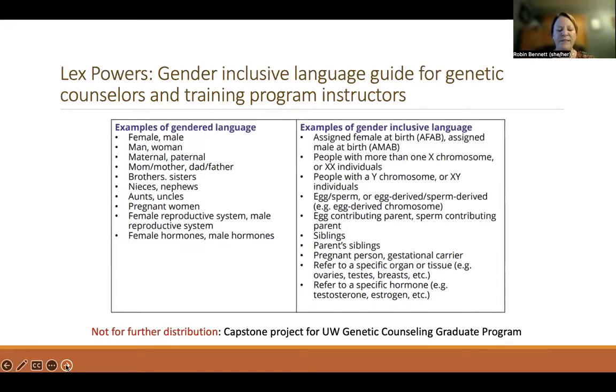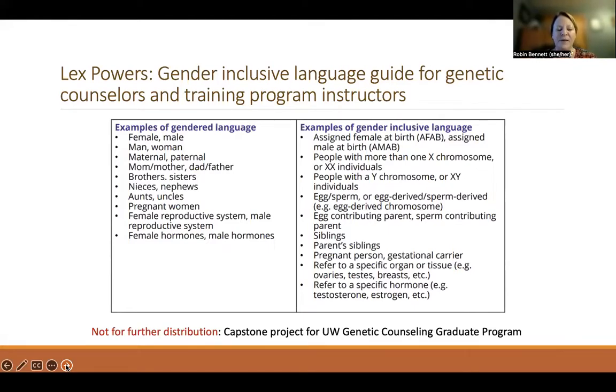I do want to emphasize that although this language seems maybe difficult to comprehend, if a person identifies as being a male or a female, or they say I'm a mother or father, you should use that language. That's how they've identified themselves. But you shouldn't assume a person identifies a certain way without asking them.